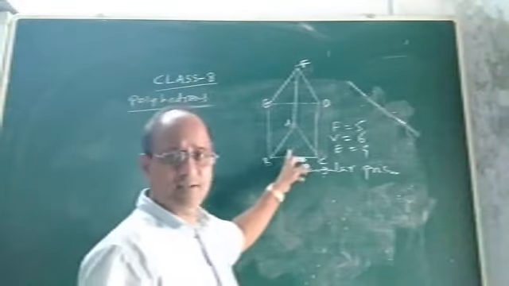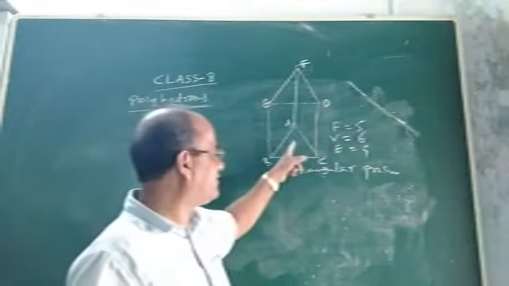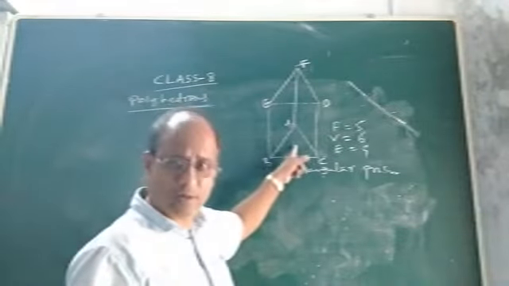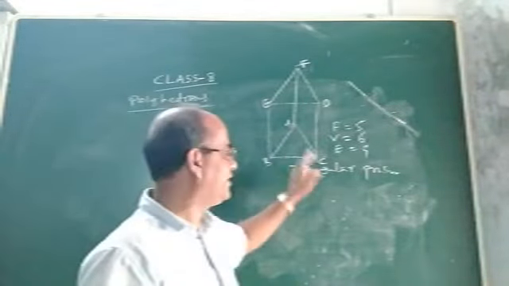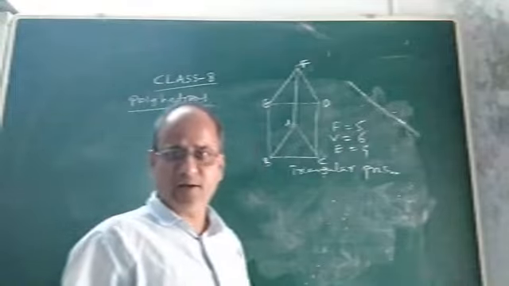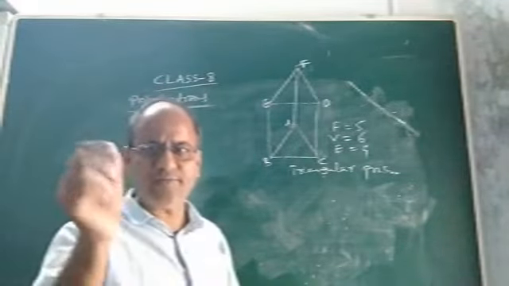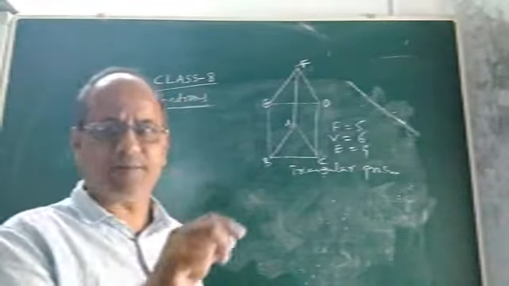So my children, this is another polyhedron. What is the name of this polyhedron? It is a triangular prism. So I have discussed the different types of prism and pyramid.